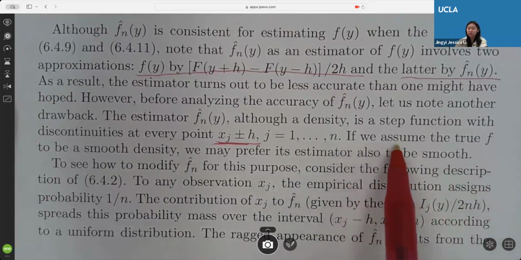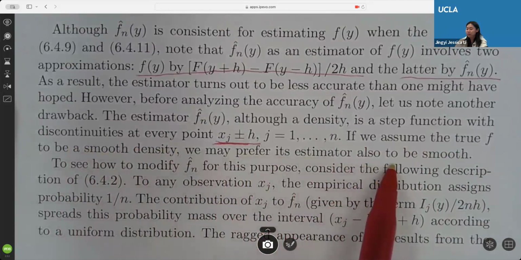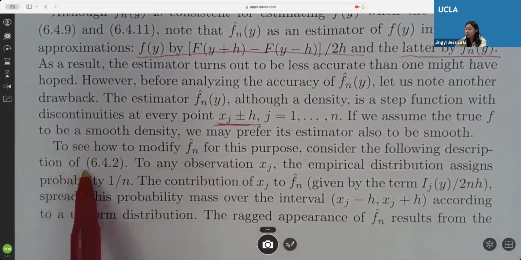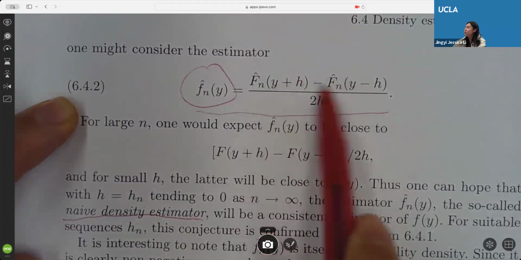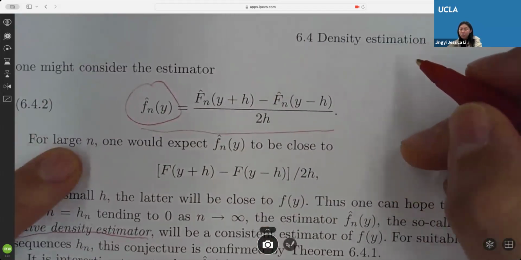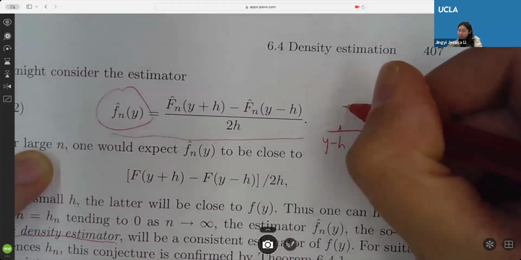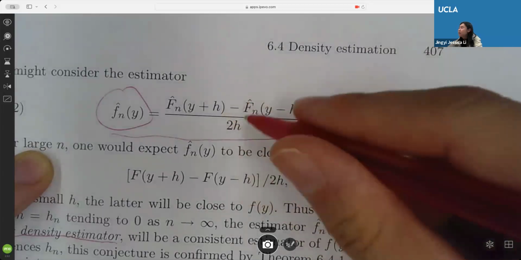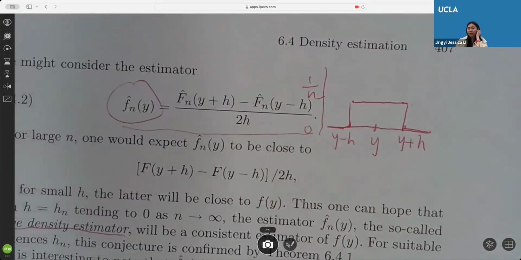That's the problem. If we assume the true f to be a smooth density, we may prefer its estimator also be smooth. So we want it to be more smooth. To see how to modify this estimator for this purpose, consider the following description, 6.4.2. So this is the naive estimator, and we want to modify this. Right now it's just using this interval. It's like you give every point a weight: this is my y, with y minus h and y plus h. So the step function is like this. If you're in the interval, you are counted. If you're not, then you're not counted. So for every sample, the weight of entering this calculation is either 1 over n here, or it's 0 here. That's the way it's calculated.